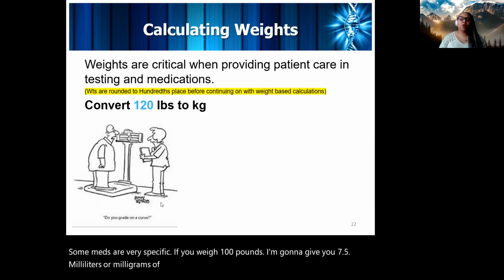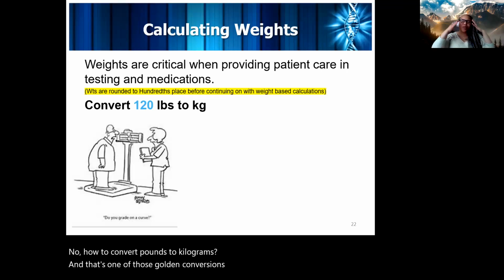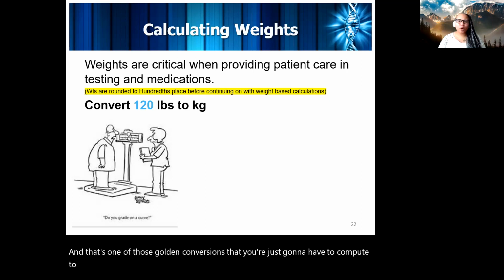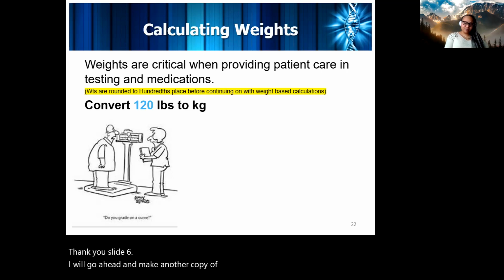Okay, so for weight-based medications, we have to know how to convert pounds to kilograms. And that's one of those golden conversions that you're just going to have to commit to your memory. 2.2 pounds is equivalent to 1 kilogram. That slide that I told you to commit to your memory, I think it's slide 6, I will go ahead and make another copy of that. And be sure you know it.